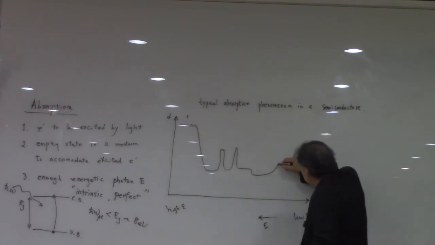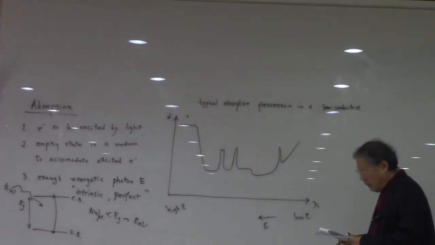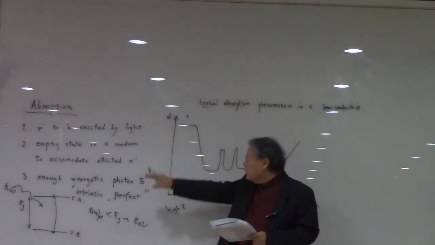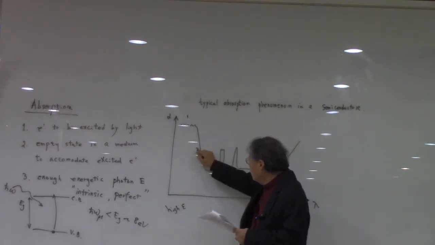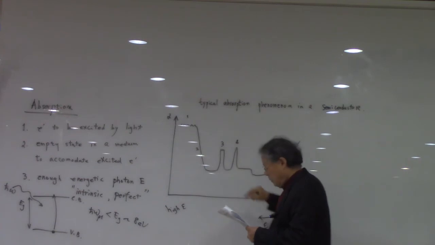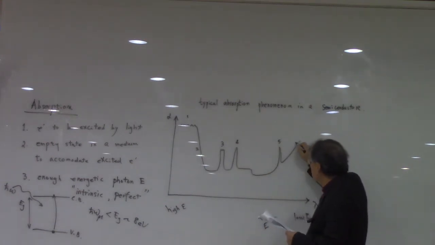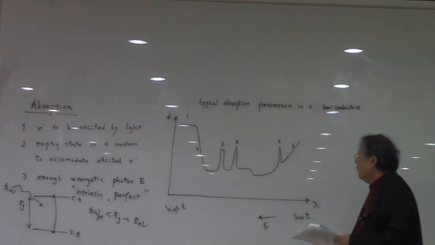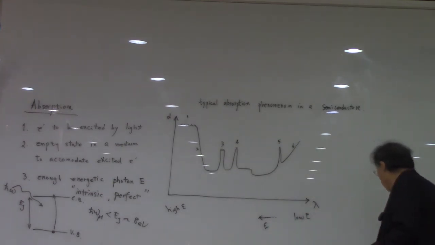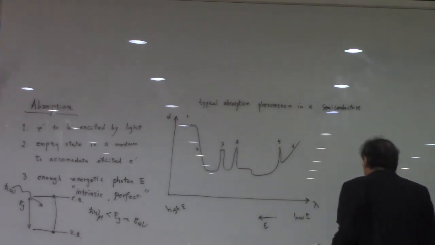I have to draw something like this. Okay, that is the absorption constant. And 1, 2, 3, 4, 5, and 6. We can distinguish the absorption phenomenon in a semiconductor, and this 1, 2, 3, 4, 5, 6.